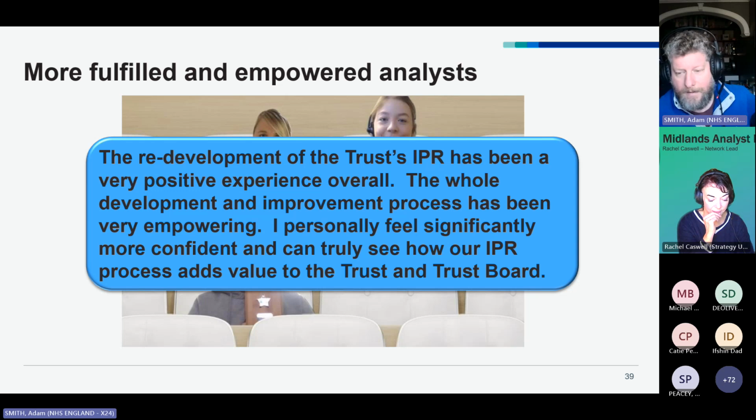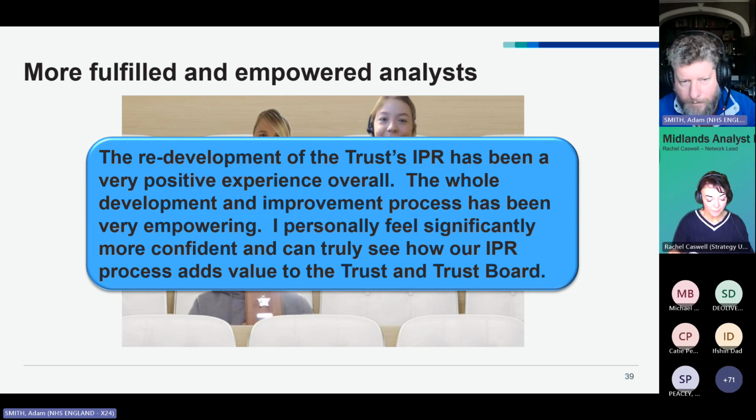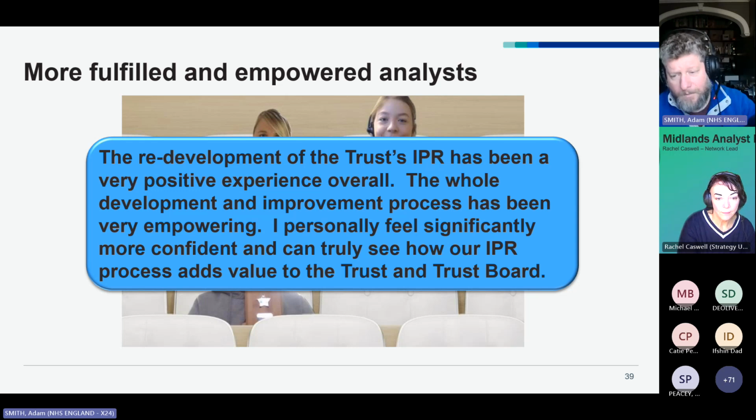So we helped them to redevelop their trust IPR as part of the program work we were doing. So really positive experience overall. The whole development improvement process has been very empowering. And that's what we hear from people who take this on and we work with, and they change what they're doing. It makes it really empowering for them. So you can see there, confident and truly see our IPR process adds value to the trust and trust board.